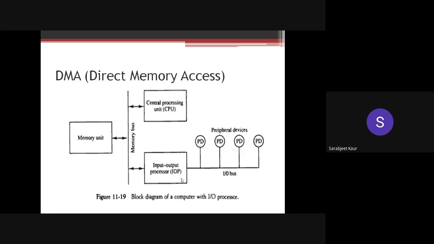Now the other way is that the CPU grants the buses to the IOP for a longer duration. That means there is a large amount of data which is to be transferred, and therefore the processor needs to give the control of the memory bus to the IOP for a longer duration. Then it is known as burst transfer.